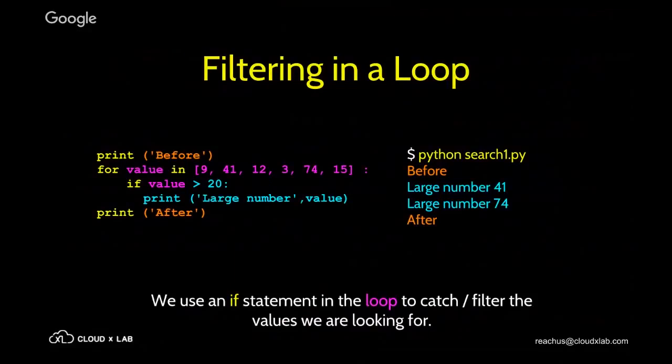Now, sometimes we would like to remove some elements, or filter something. We can also put if conditions in a loop in order to filter. Let's say we would like to print every time we encounter something which is greater than 20. All we have to do is inside the for loop, say if value is greater than 20, print something. So we use an if statement in the loop to filter the values we are looking for.